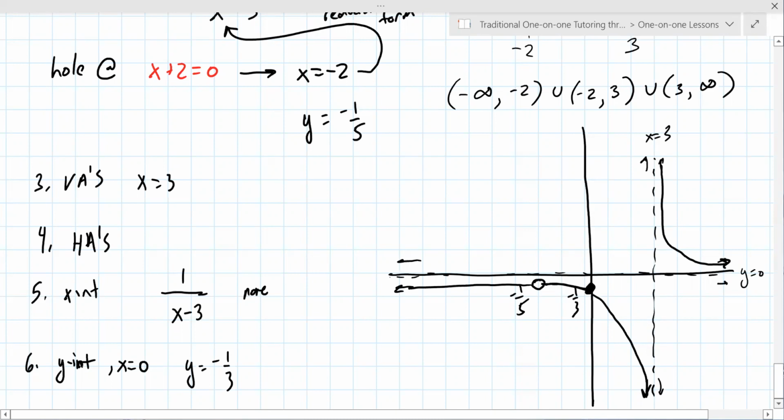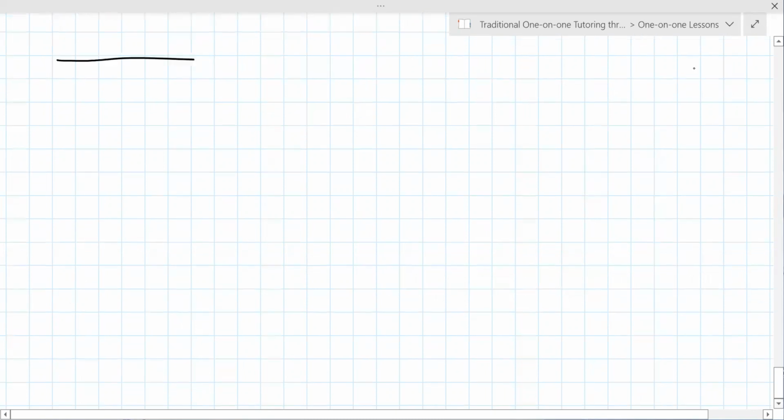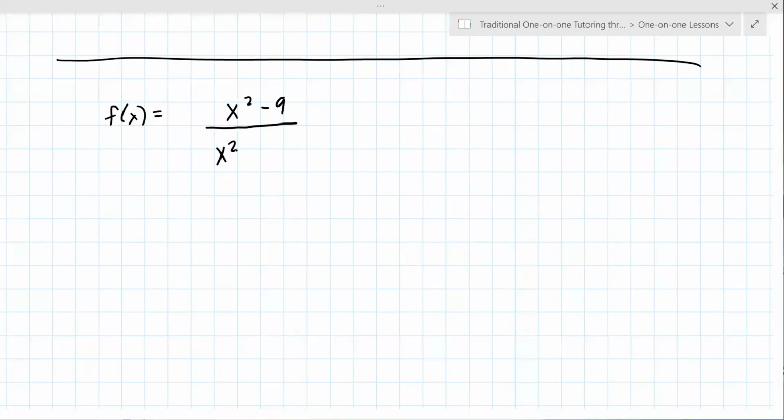Okay, you got that? All right, so let's look at a new problem here. Let's go x squared minus 9 over x squared. Sorry, I'm trying to come up with the numbers here that work without writing anything down.